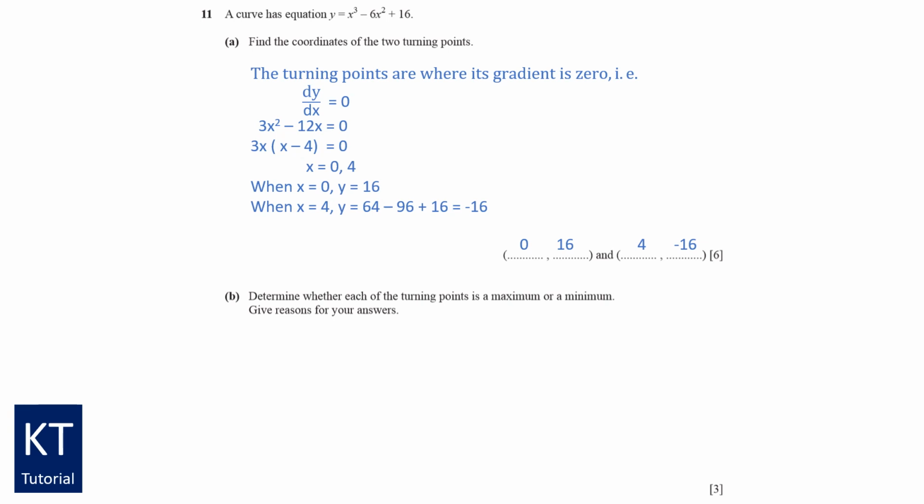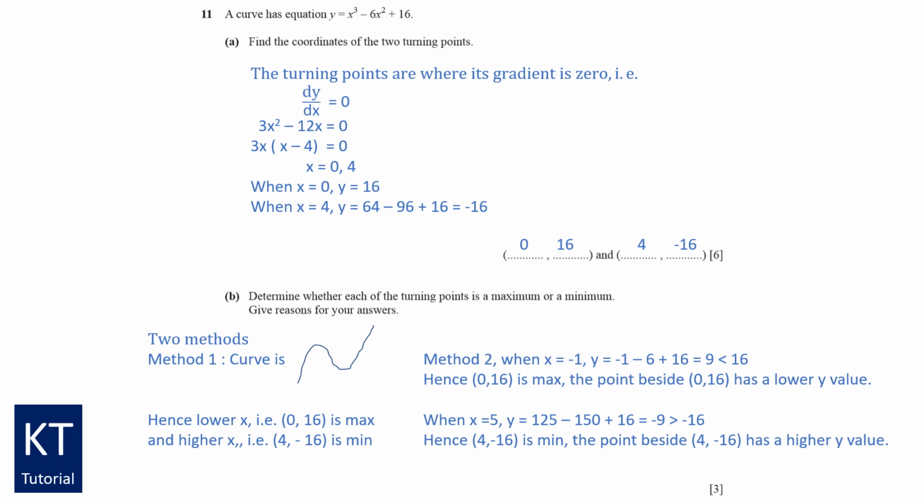Next, determine whether each of the turning points is a maximum or a minimum. Give reasons for your answers. Here are two methods for the required determination. First, the curve would be shaped as shown. Hence, the one with the lower x value would be that of a max, and that with a higher x value is a min. In the second method, when x is equal to minus 1, y is lower than 16.